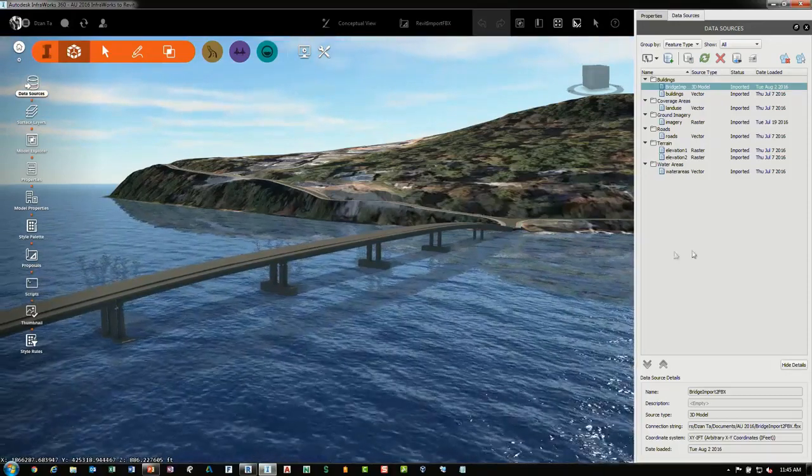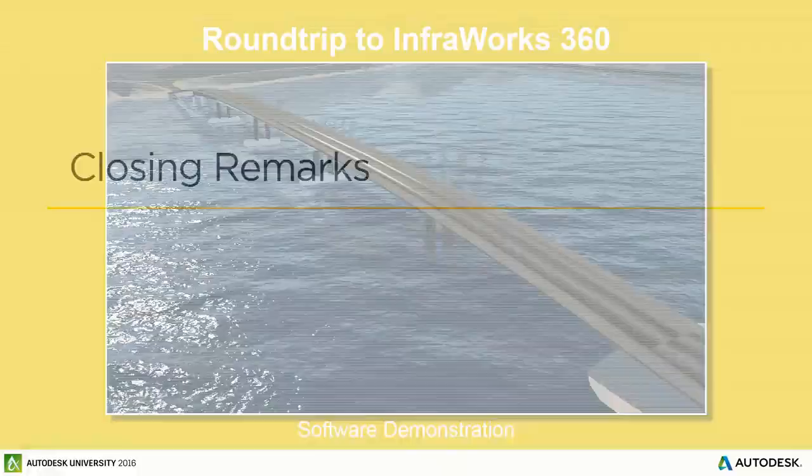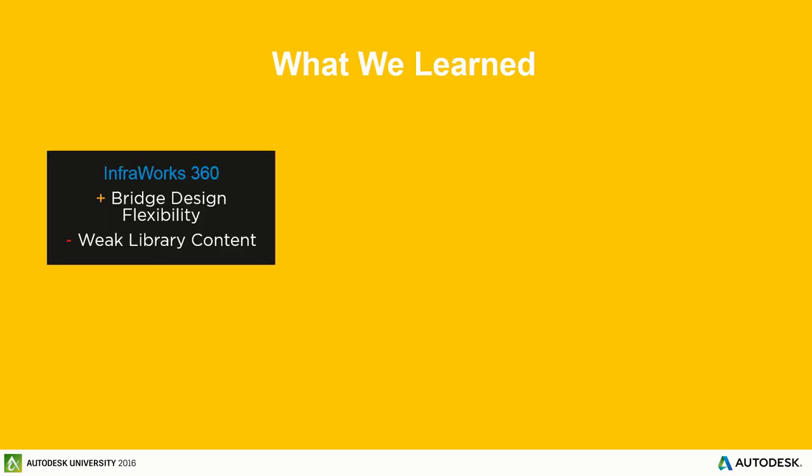Okay, so let's do this. We're going to jump back to PowerPoint real fast. And in regards to what we learned using this kind of workflow, from the InfraWorks 360 perspective, the tool for creating the bridge and very quickly generating it and manipulating the property information and the placement and everything is very easy. However, the negative aspect is the library content right now is very weak. And it's just a matter of time for that information to populate, and so we can use it easier.